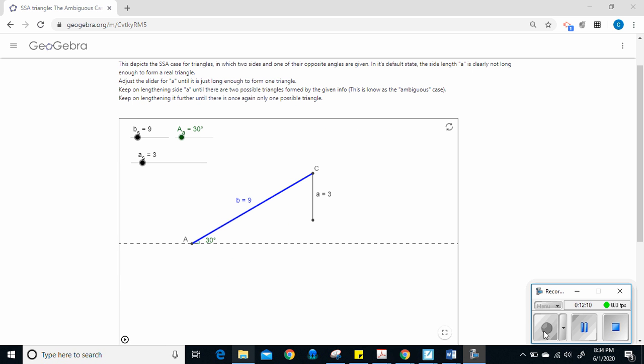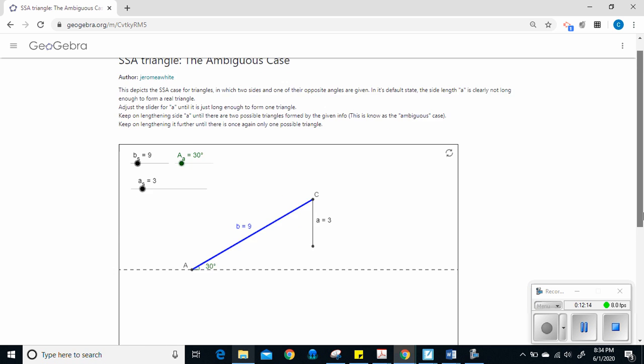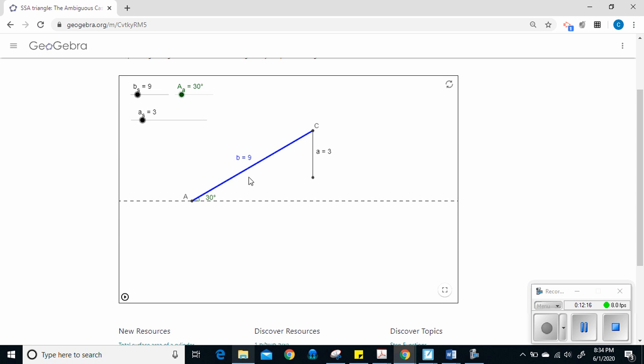So I'm just going to bring you over here. This is a nice little scenario that's been set up already in GeoGebra. And what we're dealing with is what's called the ambiguous case. So I can make my triangle be one triangle depending on my side length. If I make this side length a little bit longer, watch what happens. I can actually get two triangles.